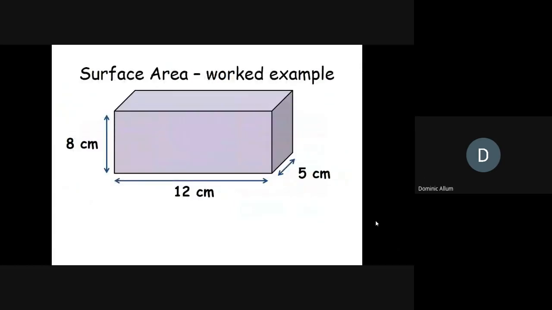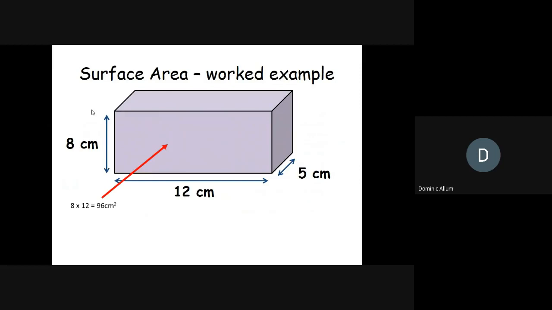When I look at this diagram, I appreciate the fact that there are 3 pairs of rectangles that are identical. I have the front and the back that are the same, I have the top and the bottom that are the same, and I have the 2 sides. I'm therefore just going to do my rectangle calculations and double them to give me the area of the corresponding rectangles. So first up is the front of my cuboid. That is 8 by 12 centimeters. So I do that calculation and get 96 centimeters squared.